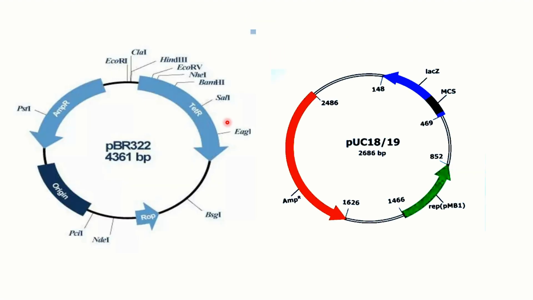This diagram depicts the basic structure of a plasmid. This is a low copy number plasmid, that is pBR322, and this is a high copy number plasmid, that is pUC18.